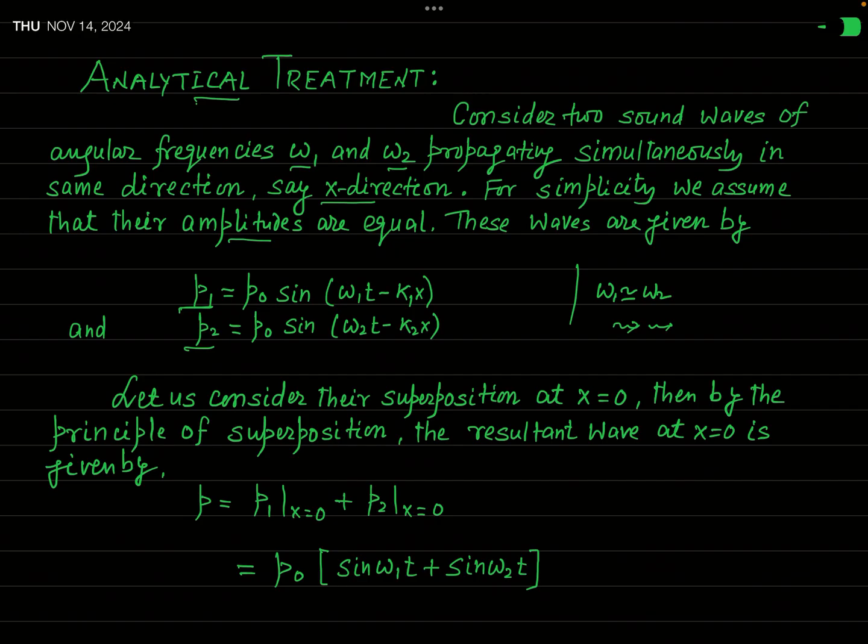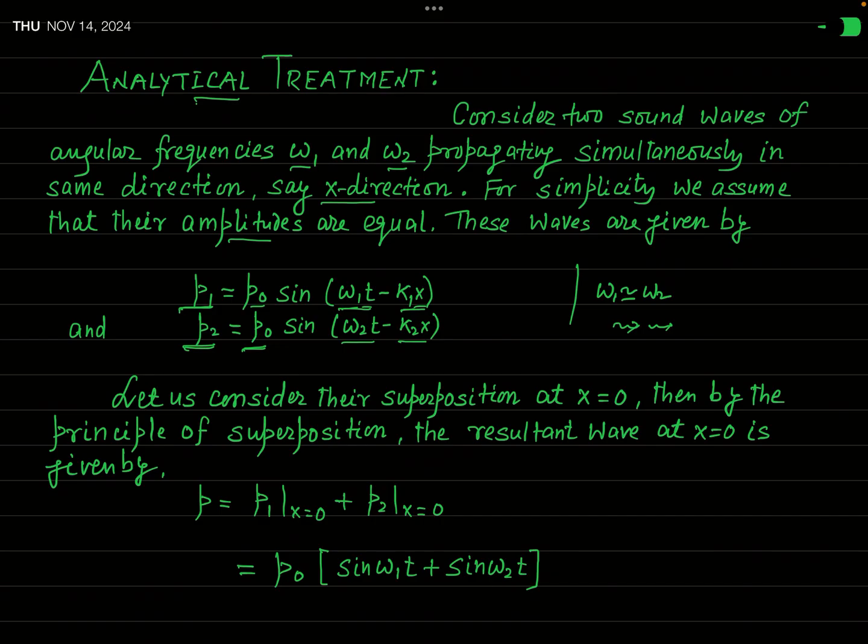If we consider a sound wave traveling in the x direction and the excess pressure developed in the medium at any position x and at time t is P1, then P1 is given as P naught times sine of (omega 1 t minus k1 x). Here P naught is the amplitude of the wave, omega 1 is the angular frequency of the first sound wave, and k1 is its wave number, or wave vector. The second wave is represented by P2 equal to P naught times sine of (omega 2 t minus k2 x). As I have considered that the amplitudes of both waves are equal, I have written P naught as the amplitude in both cases.